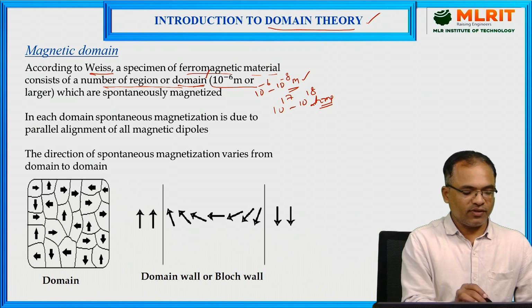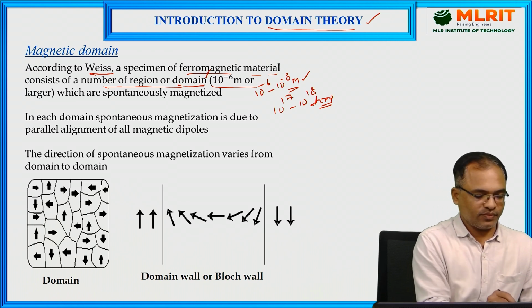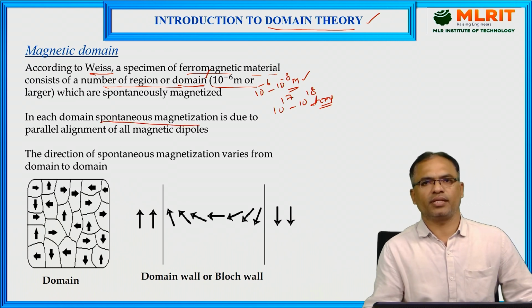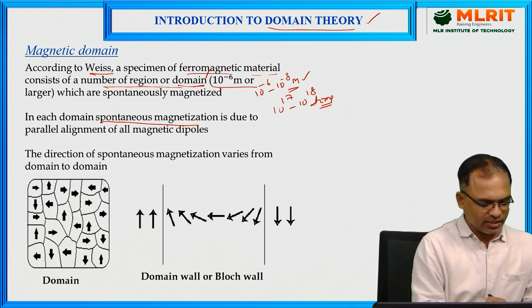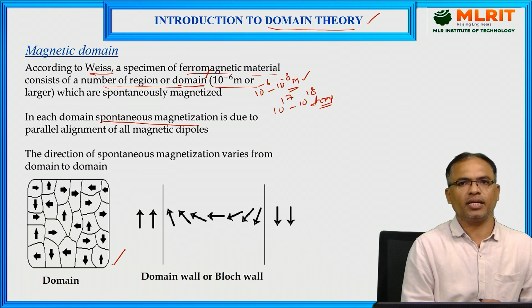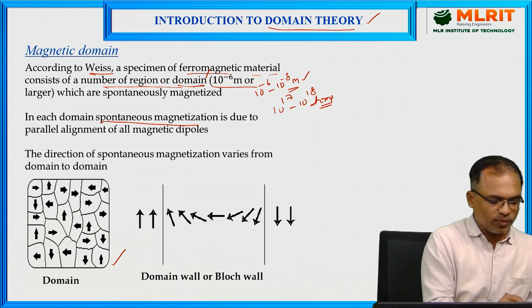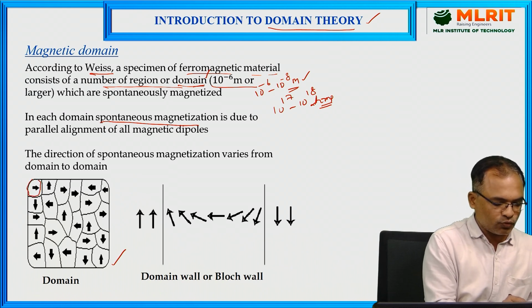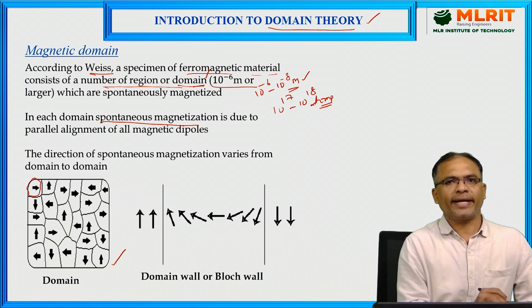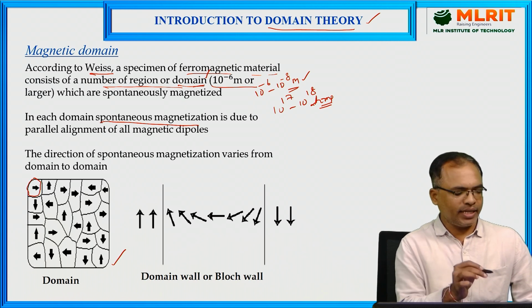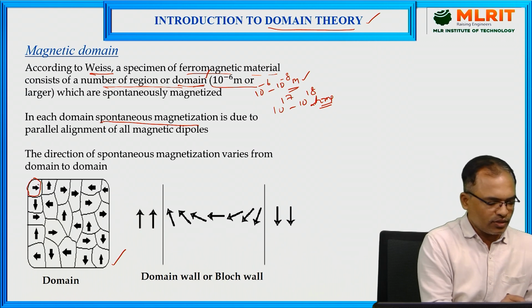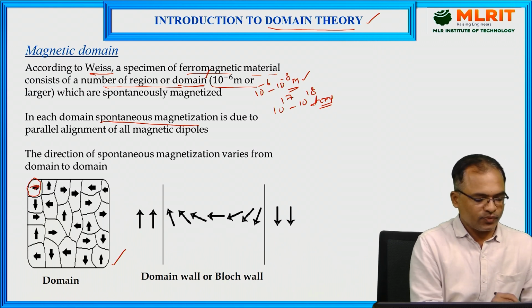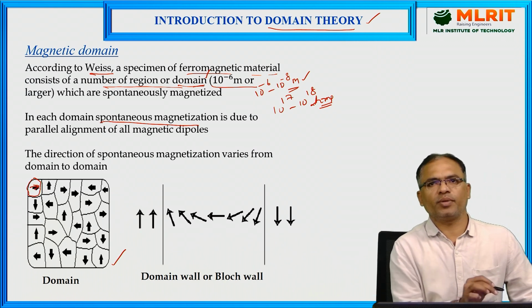Each domain is self-saturated, meaning atoms in that particular domain give rise to a net magnetic moment. For example, take this ferromagnetic material. In this ferromagnetic material, so many domains are there. This is one of such domains. Magnetic moments of all tiny atoms in that particular region will add up and give rise to a large magnetic moment. So that is why you can say that each domain is self-saturated.